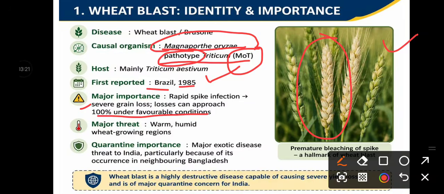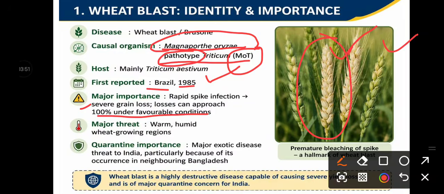See, whichever pathogen is affecting the economic part of the plant, for wheat and rice, this grain part is the economic part, here the spike, or in case of rice the panicle. So those pathogens which infect the grains as well as the economic part cause the maximum losses. Those are the major important pathogens.